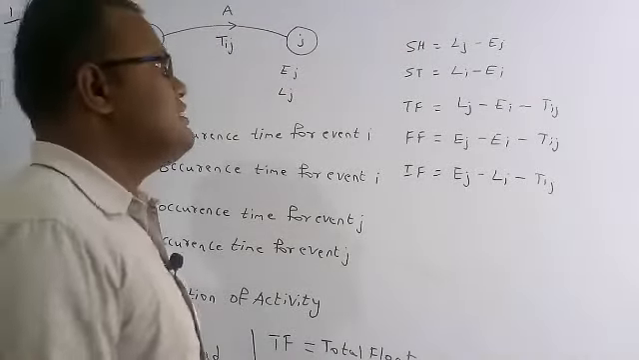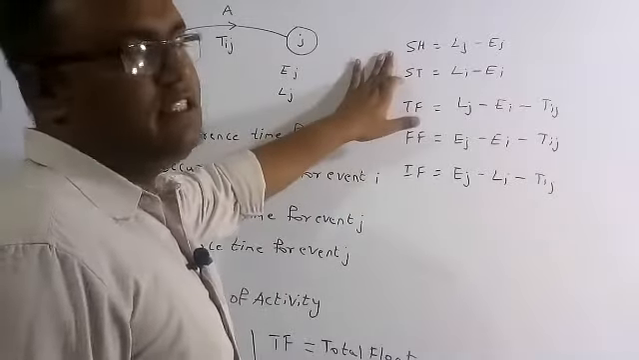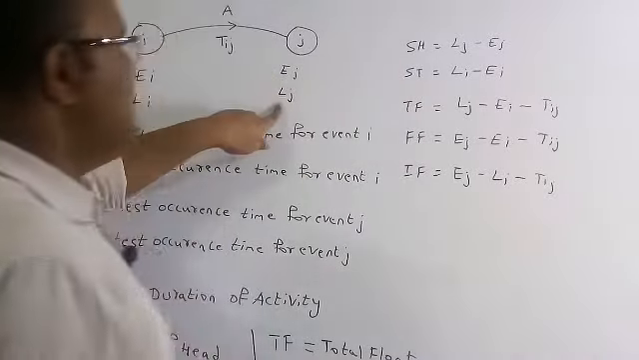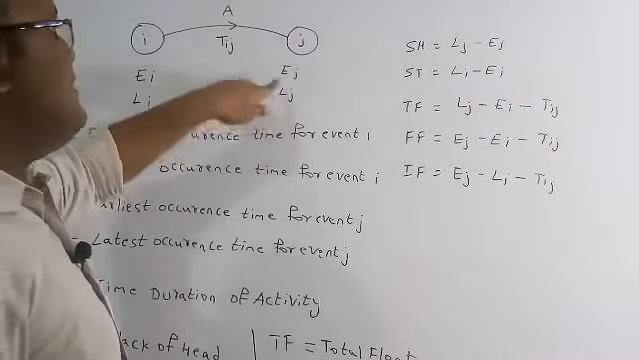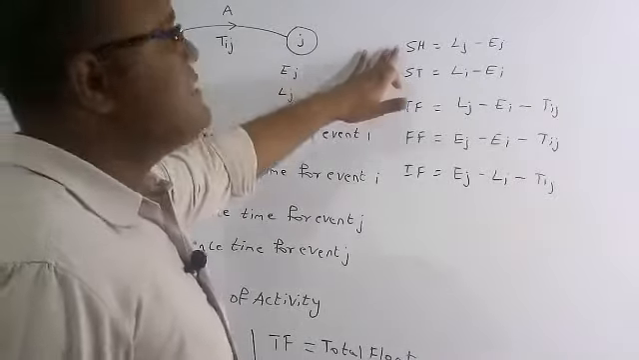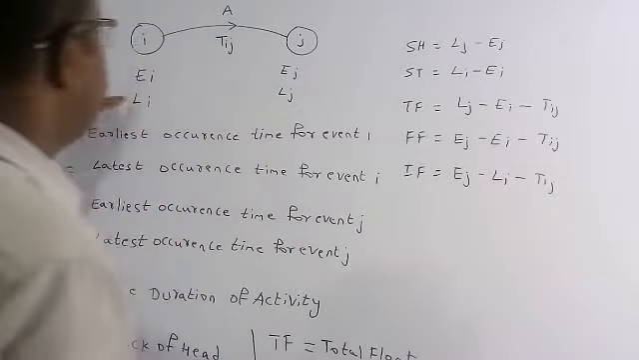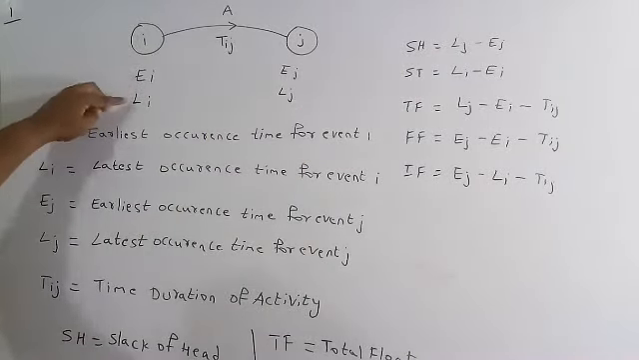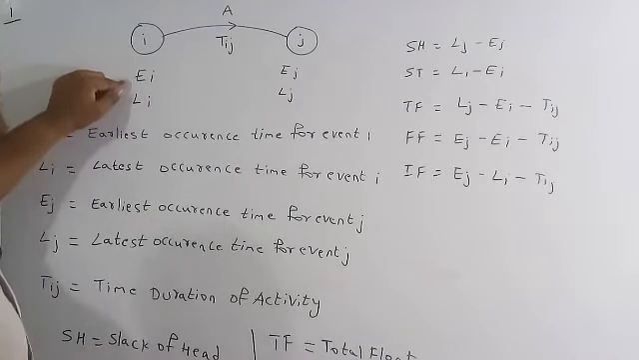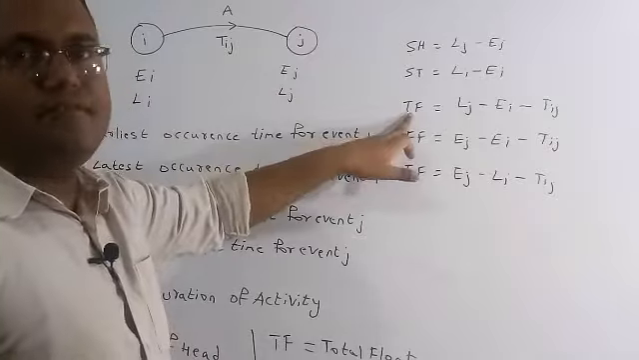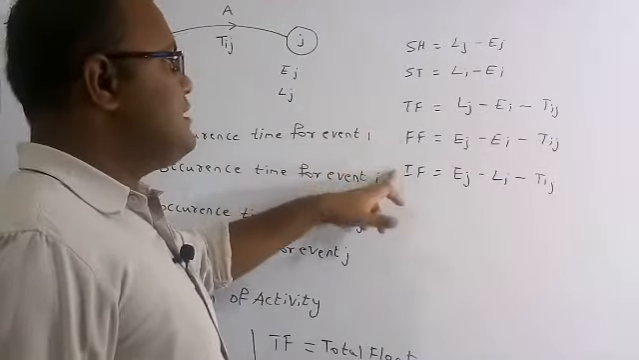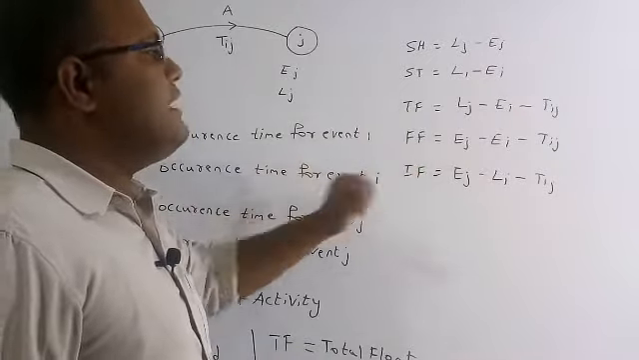Now if you see carefully, the slack of head is denoted by the symbol SH is equal to Lj minus Ej. It is nothing but the latest occurrence time for the event j minus the earliest occurrence time for the event j. That is for the slack of head, and slack of tail is nothing but Li minus Ei, the latest occurrence time minus the earliest occurrence time of the event i. And also TF. The easy way to remember, I already told you: TFI, Telugu film industry. So total float, free float, and independent float.